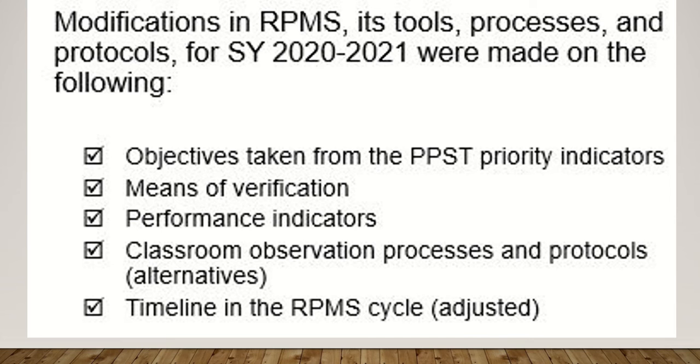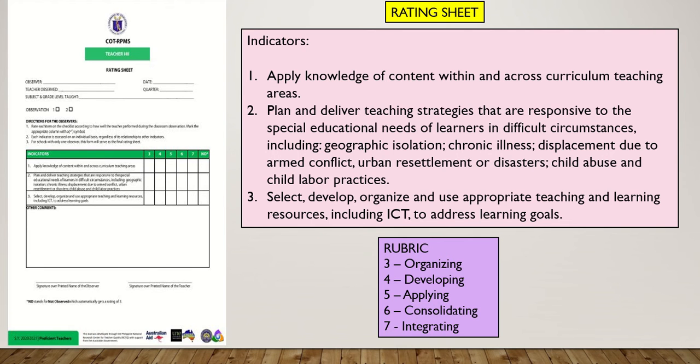Modifications in the RPMS, its tools, processes, and protocols for school year 2020-21 were made on the objectives taken from the PPST priority indicators, means of verification, performance indicators, classroom observation processes and protocols, and adjusted timeline in the RPMS cycle. Before we proceed, let me introduce first the different forms needed for the classroom observation.